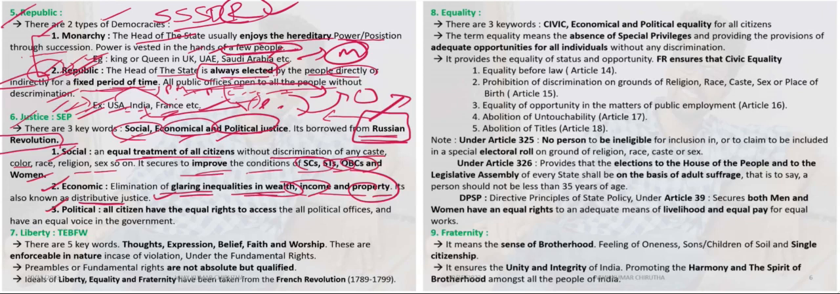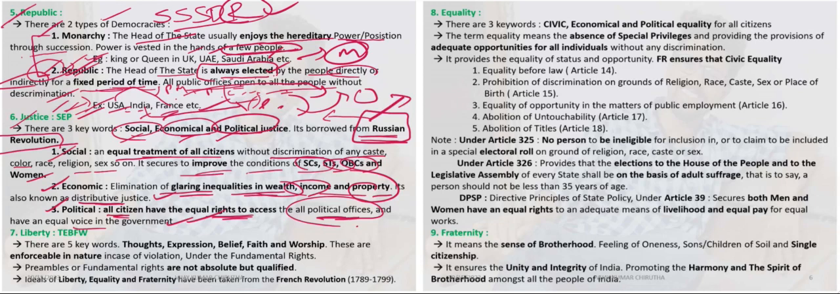And political justice. Political justice means all citizens have the equal right to access all the political offices, which means any person can contest in the election, can become a prime minister or a minister or any politician without discrimination. The people have an equal voice in the government once they get elected to the parliament or assemblies.